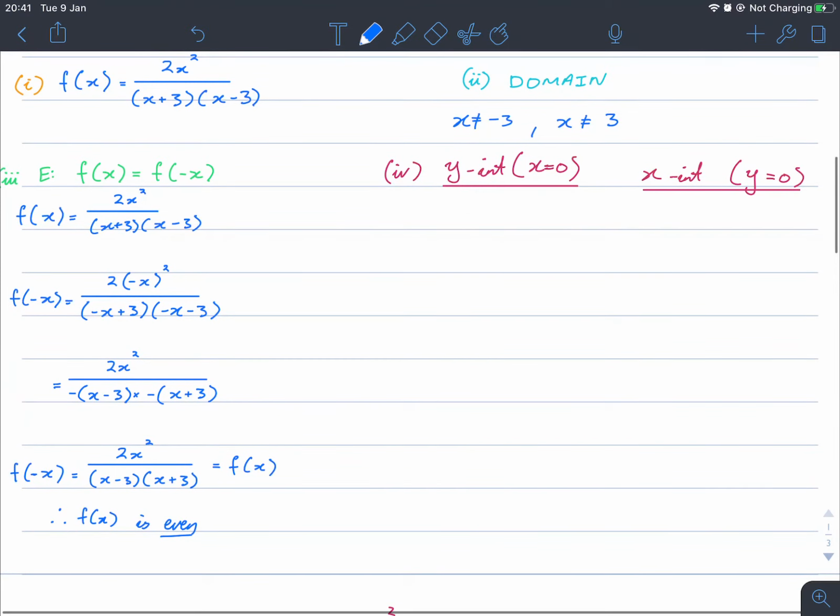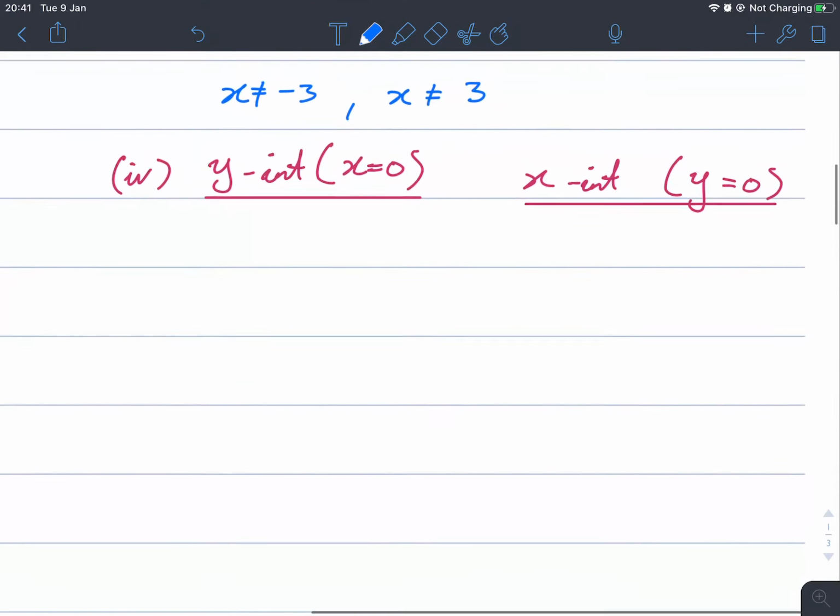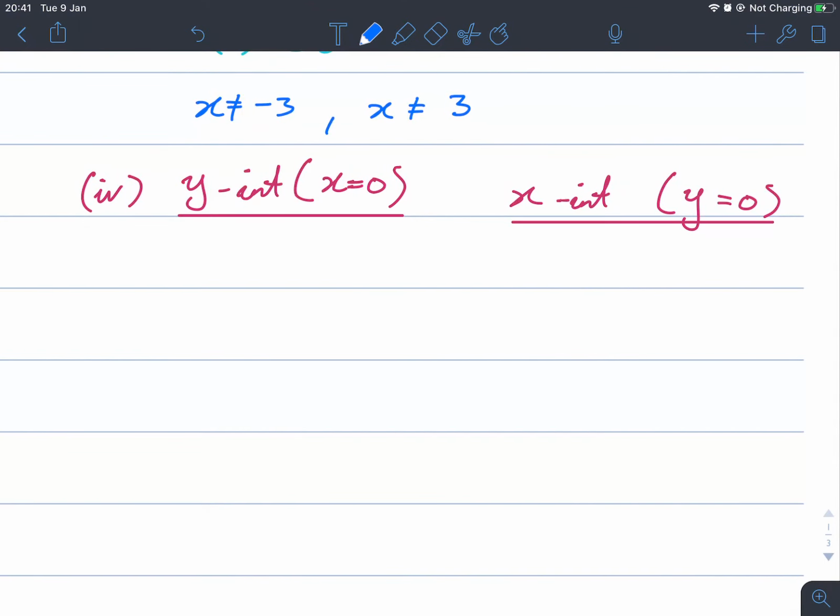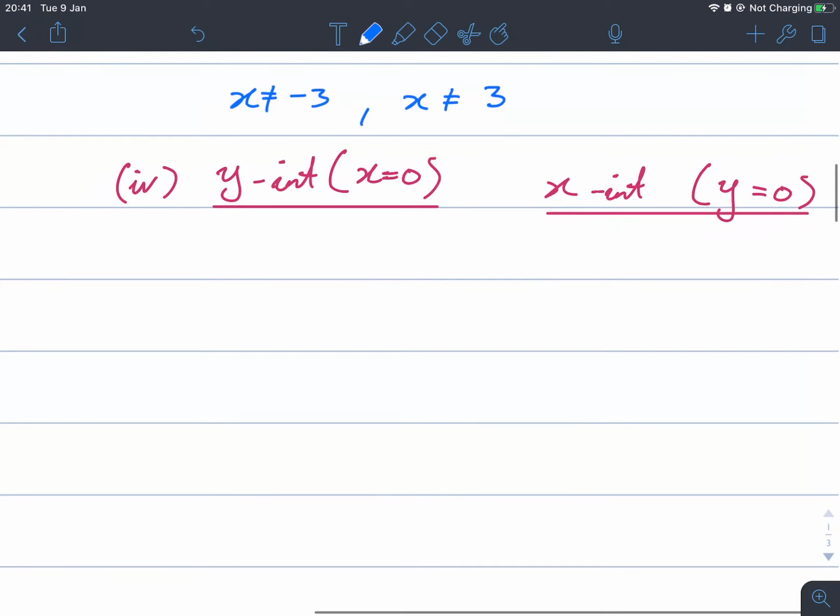Now this will help us because we now know that there's a line of symmetry about the y-axis. So if we can graph the left side of the y-axis, we can mirror it on the y-axis. Okay, now let's keep moving on. Let's find our y-intercepts when x is equal to 0. So let's find f of 0.